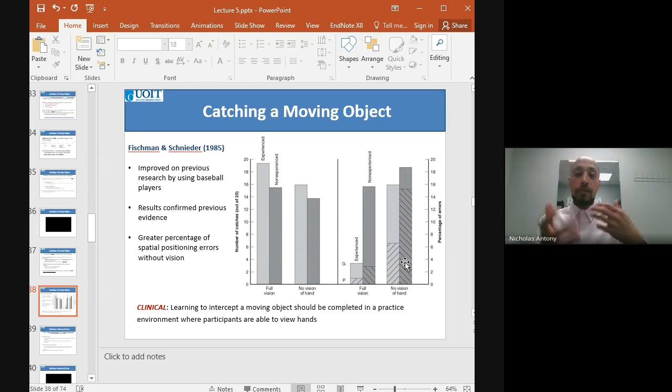So therefore, based on this study, vision of the hand is necessary for giving you feedback on your hand position. Essential vision is utilizing the time to contact. So it's already used up. Very interesting.